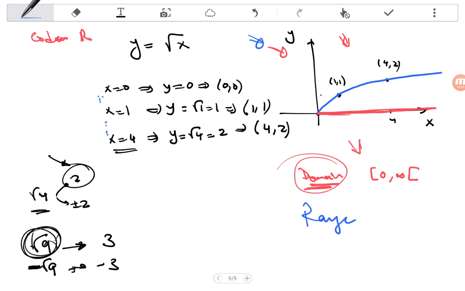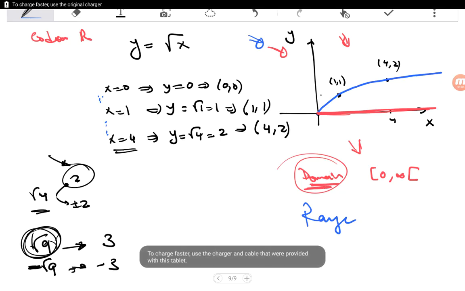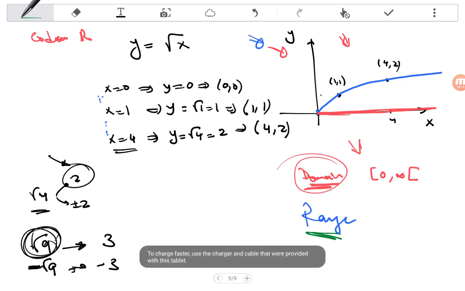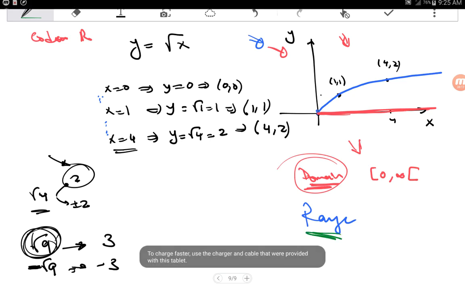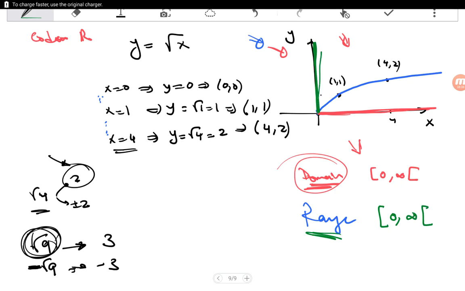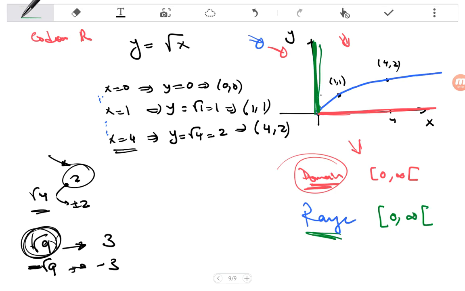It is the set of all possible outputs. So we look on the y-axis, which is the axis of the outputs. We take the part of the y-axis which contains a graph or a curve, so that will be the positive part also. So what is the range of root x? It will also be from 0 to infinity, that part of the y-axis.